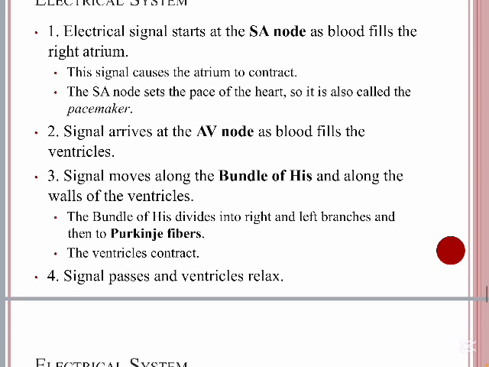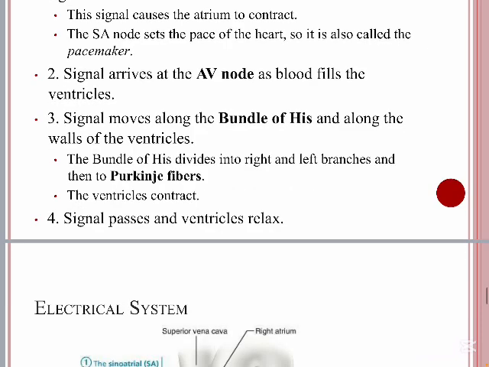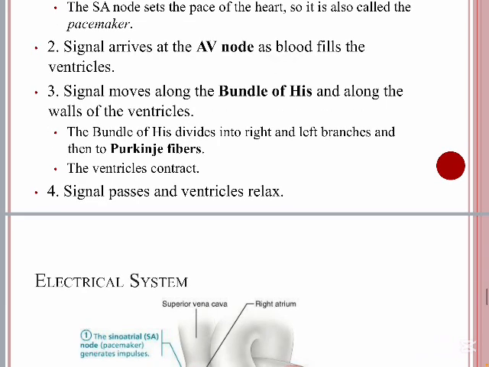Number 2, the signal arrives at the AV node as blood fills the ventricle. Number 3, the signal moves along the bundle of His and along the walls of the ventricles. The bundle of His divides into right and left branches and then to the Purkinje fibers. The ventricle contracts. Number 4, the signal passes and the ventricle relaxes.